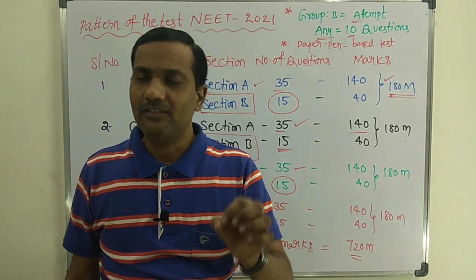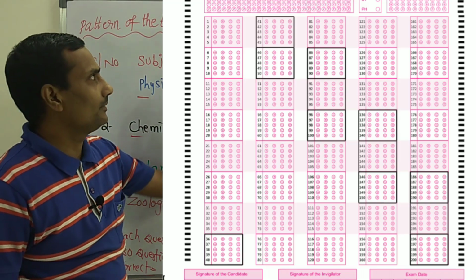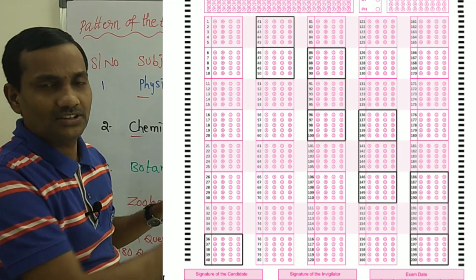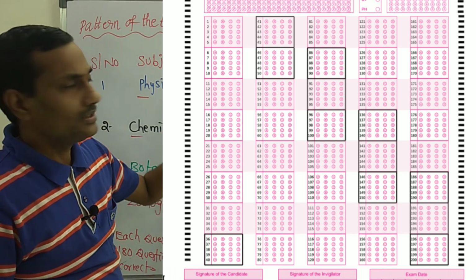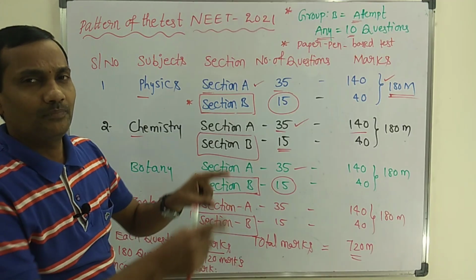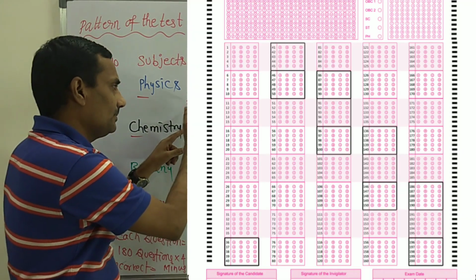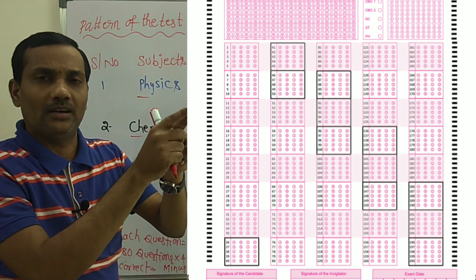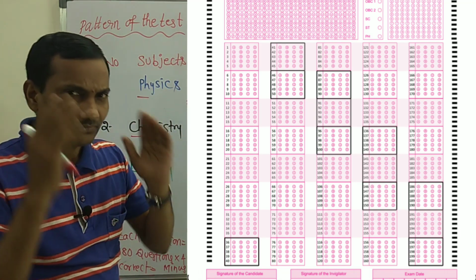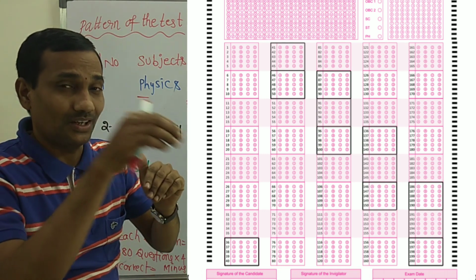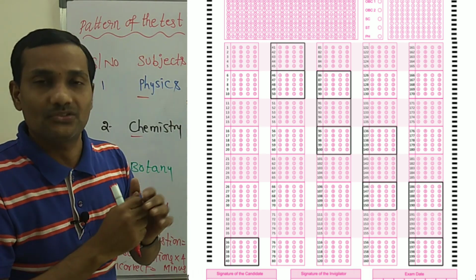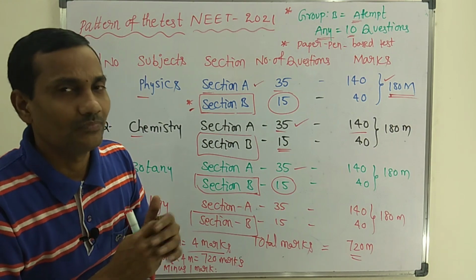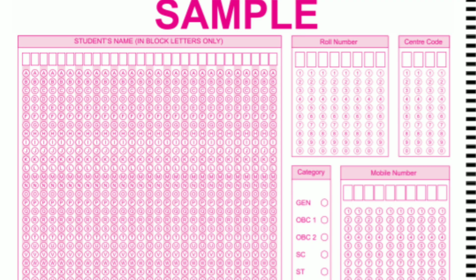Now I will show the OMR sheet, how it will be for 2021. Once you observe, 1 to 35 is normal. 36 to 50, that is 15 questions, is section B. They will make the boxes dark, with thick border lines, for identification purposes. You have to observe carefully, especially at the time of writing section B.